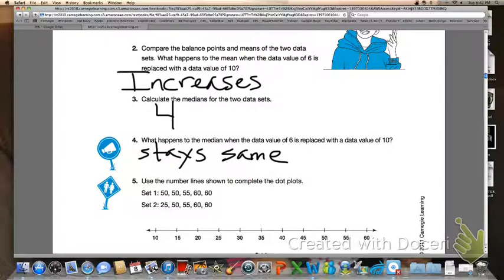If you take a look at the answers for number 2, 3, and 4, for number 2, the mean increases when the data value of 6 is replaced with a data value of 10. For number 3, the median for each data set is 4. And for number 4, the median stays the same when the data value of 6 is replaced with a data value of 10.